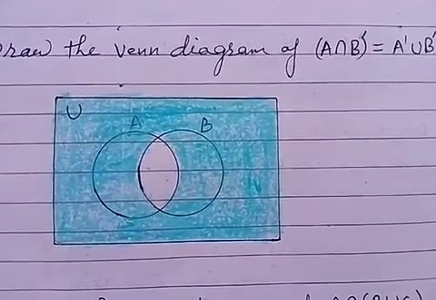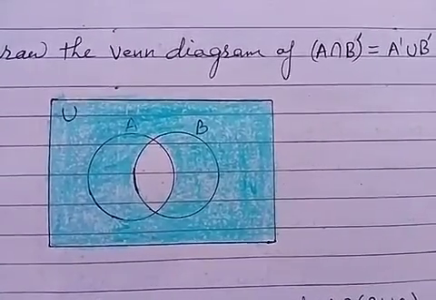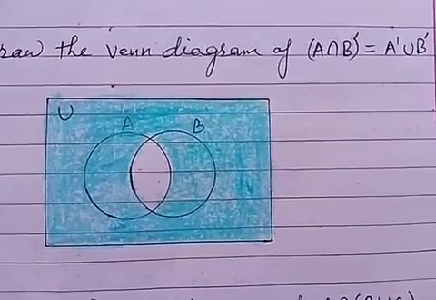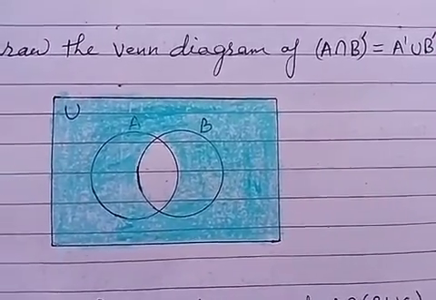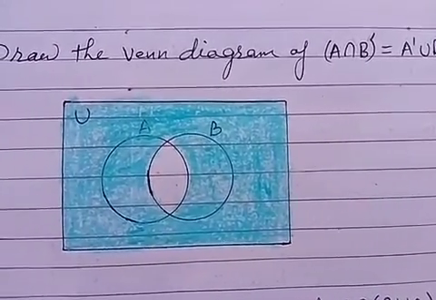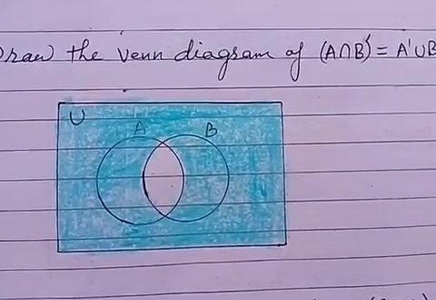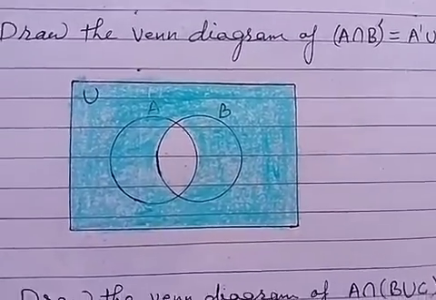Draw the Venn diagram of (A intersection B) dash equals A dash union B dash. This is De Morgan's law second property, so we can represent it by Venn diagram. U is a rectangle and A and B be any two sets.